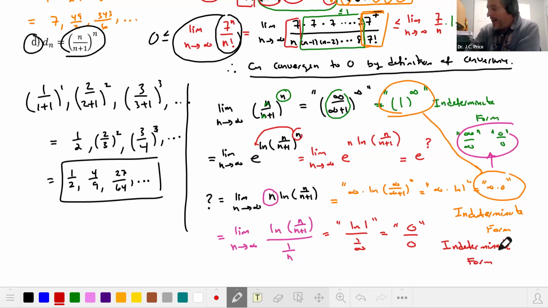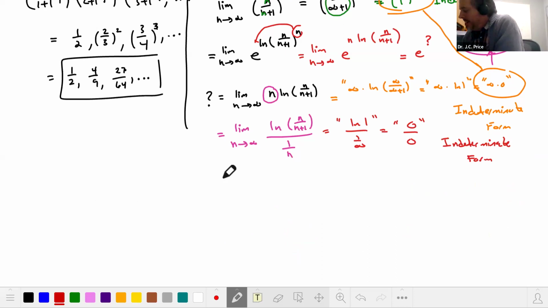And so now let's do that. So here, this is going to be equal to, and so how do we do L'Hopital? Well, remember, it's not terrible. You just take the derivative of the top, and so the derivative of ln is 1 over, so it's 1 over n divided by n plus 1, and then times the derivative of the inside.